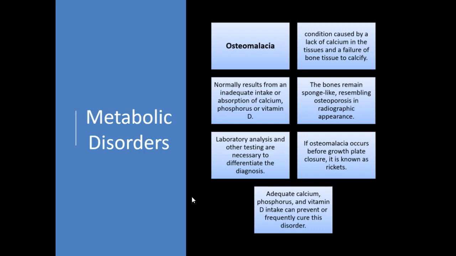Osteomalacia, a condition caused by a lack of calcium in the tissues and failure of the bone tissue to calcify. Normally results from an inadequate intake of calcium, phosphorus, and vitamin D. The bones remain sponge-like, resembling osteoporosis in radiographic appearance. Lab analysis you need to do to differentiate between the two. Osteomalacia occurs before growth plates close, and if it does, it's known as rickets. So for kids, osteomalacia is called rickets. Adequate calcium, phosphorus, vitamin D intake can prevent or frequently cure this disorder.